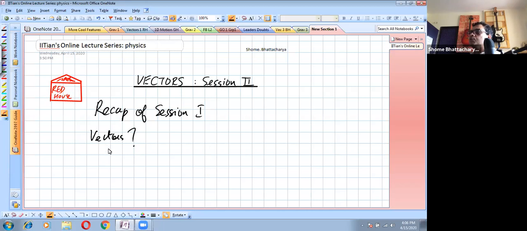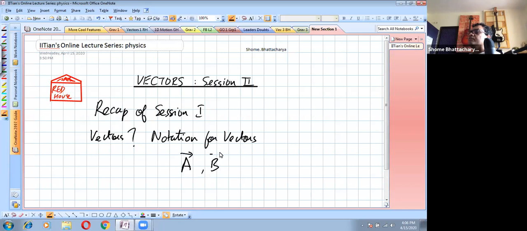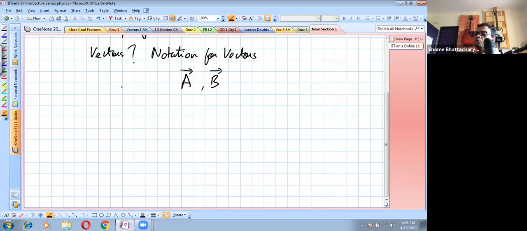Okay. So that was about what vectors were. Then the next thing we saw was the notation of vectors. So just a quick reminder of what kind of notation we use for vectors. The specific notation was any alphabetical symbol with an arrow on top. This is read as a vector quantity.